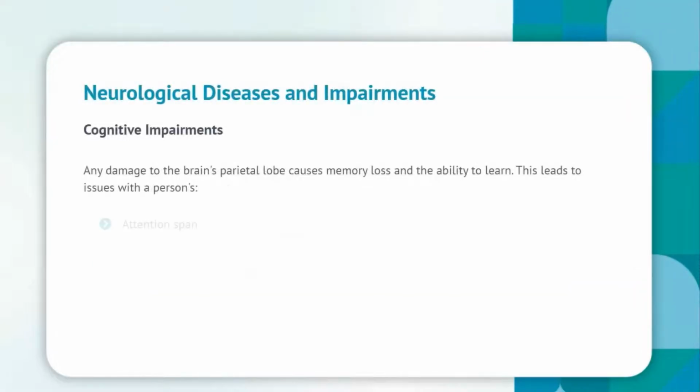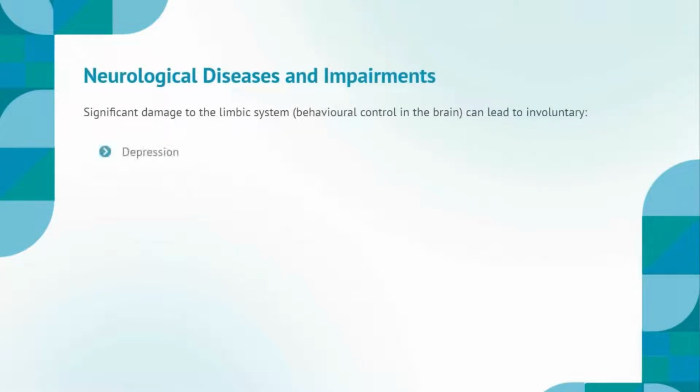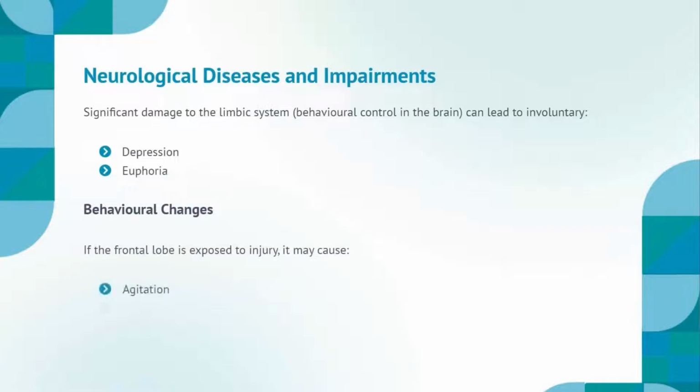Cognitive impairments. Any damage to the brain's parietal lobe causes memory loss and affects the ability to learn. This leads to issues with a person's attention span, memories, learning ability, emotional stability. Significant damage to the limbic system, behavioral control in the brain, can lead to involuntary depression, euphoria, behavioral changes. If the frontal lobe is exposed to injury, it may cause agitation, disinhibition, reduced motivation.